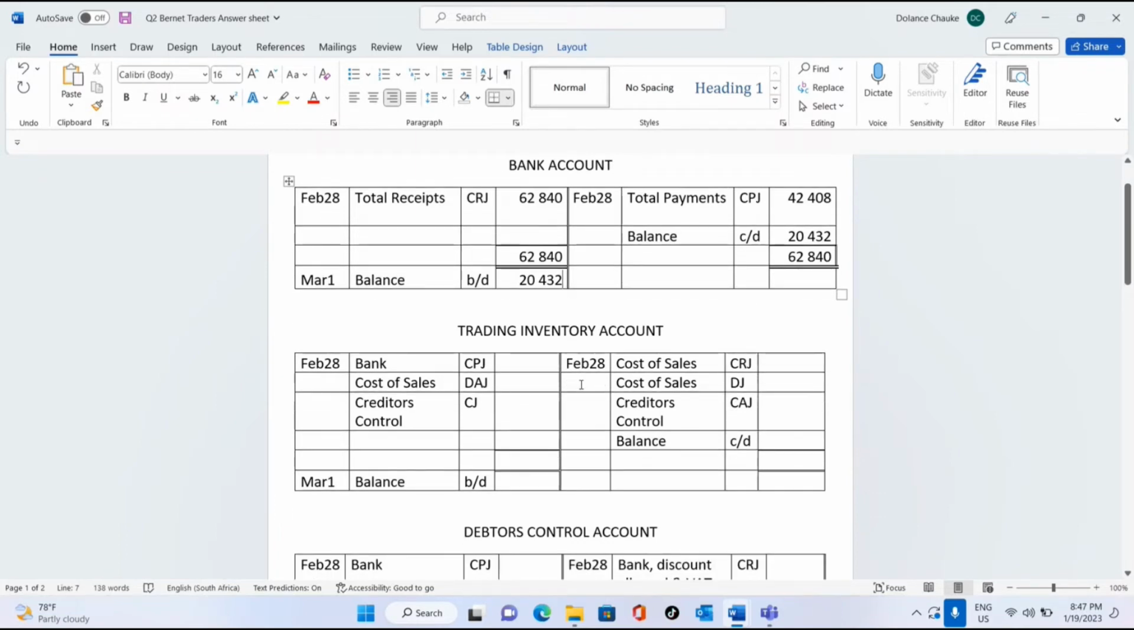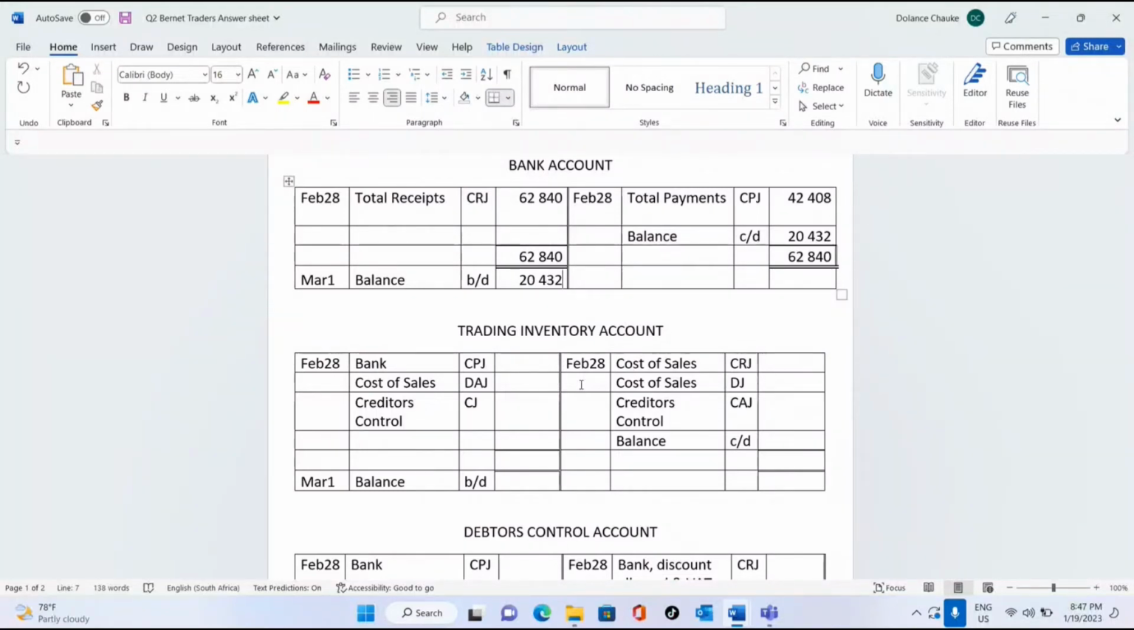And then can we move to our trading inventory if people understand? Can we go to our trading inventory account? Hello? Can we move? Yes. Okay, when we move, we are going to start with the debit side, and then go to the credit side, debit side, credit side, right?